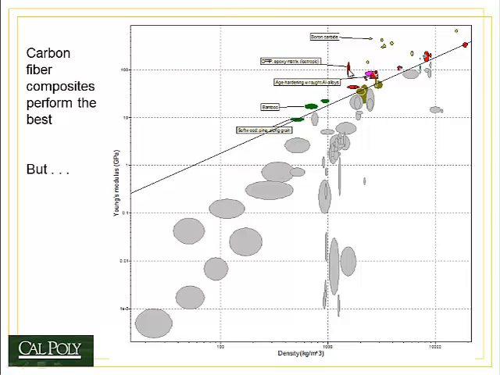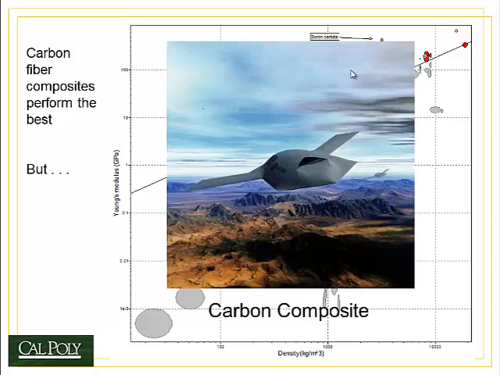But a better material would be carbon fiber reinforced polymer with epoxy matrix, or carbon fiber composites. You'll see that they sit way off the line up here, which indicates that their ratio of modulus to density is even higher than these other materials. So sure enough, we make carbon composite aircraft.